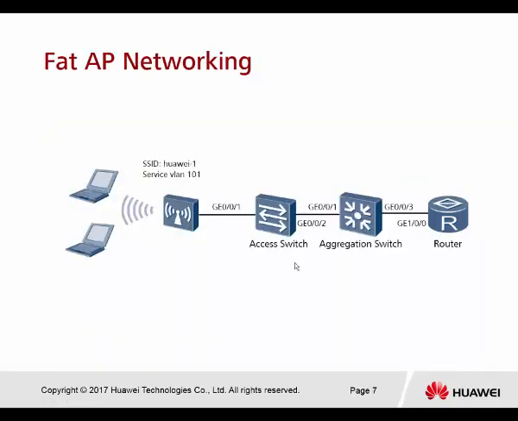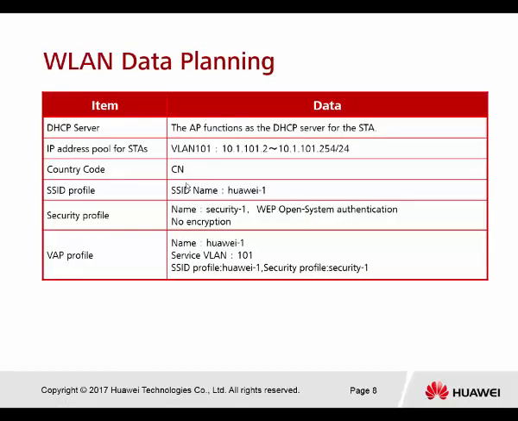FAT AP networking mode. We'll notice there's only one AP without any controller here. For this kind of networking we call it inline mode, using one SSID, Huawei-1, with service VLAN 101. Data planning: the DHCP server. The AP will function as the DHCP server for STA. The IP pool for the STA is using VLAN 101 and the range is 10.1.101.2 to 10.1.101.254.